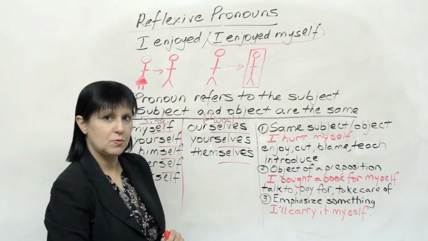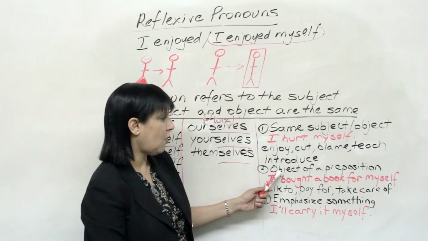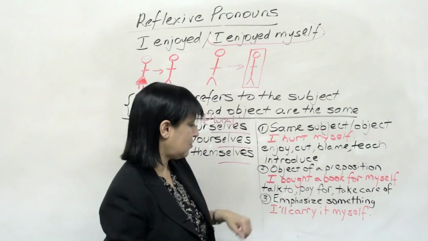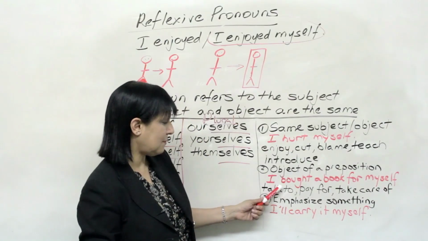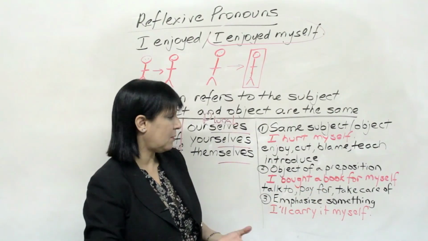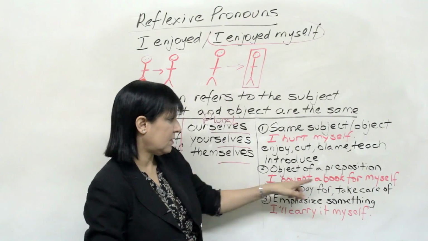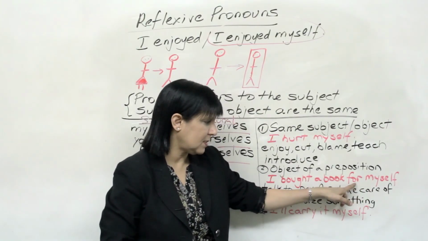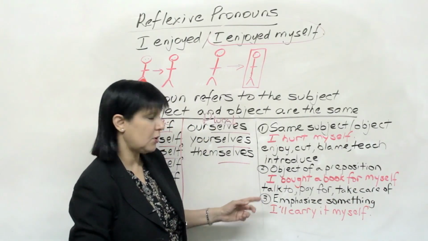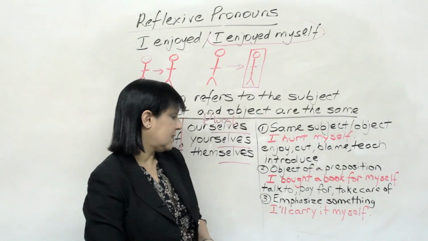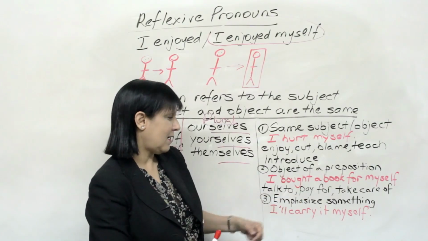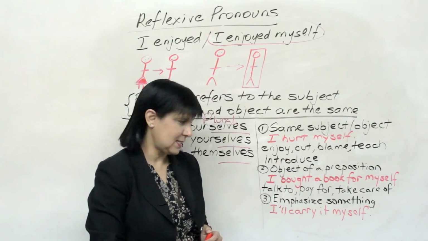Now, we could also use reflexive pronouns when they are the object of a preposition. I know that seems like a lot of grammar words, but let's understand it's really pretty simple. Here's an example sentence. I bought a book for myself. All right? I bought a book for myself. So here, myself is being used as the object of the preposition for. You could also say in this category things like, sometimes when I'm alone, I talk to myself. Or, I went to the restaurant and paid for myself.